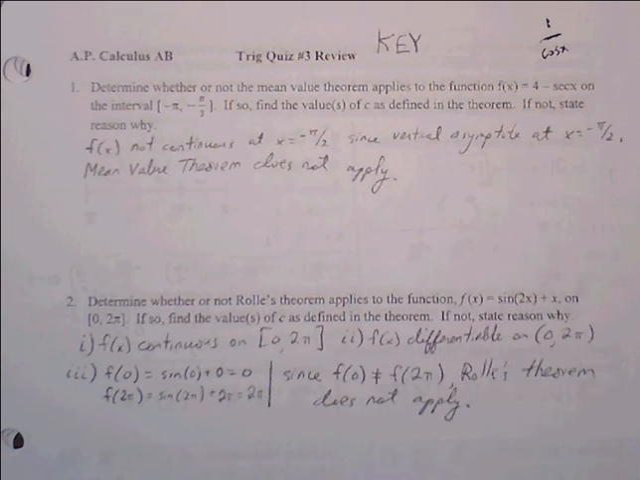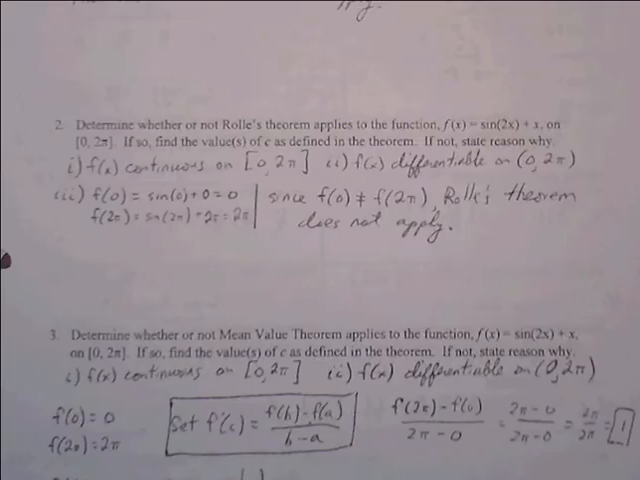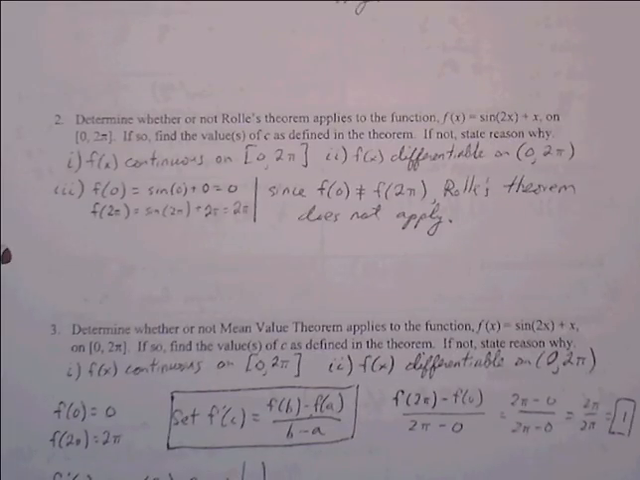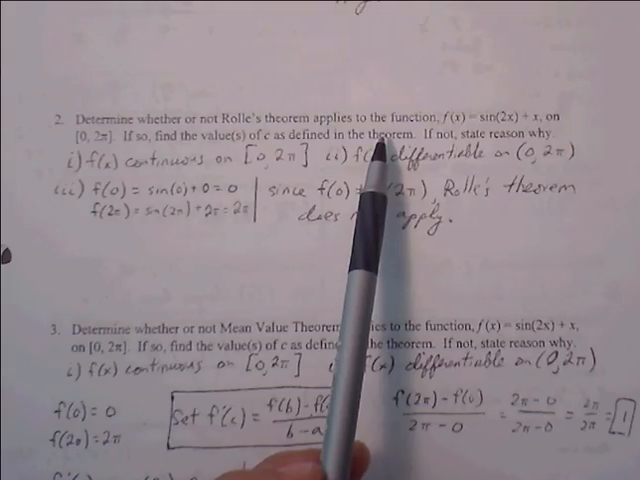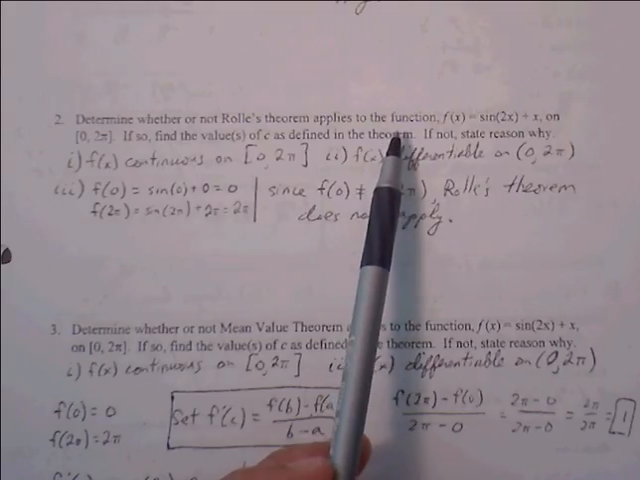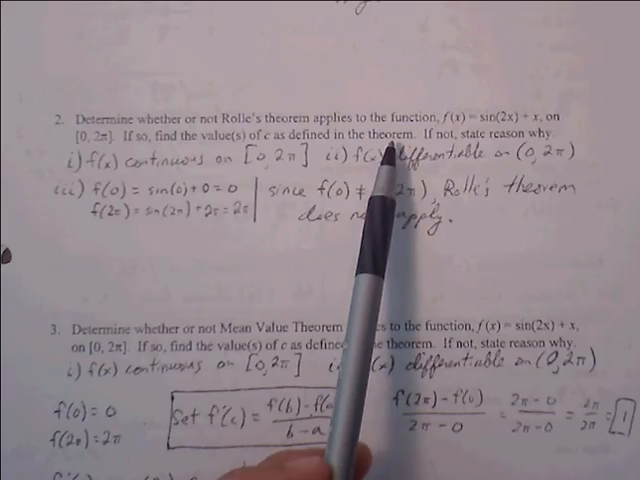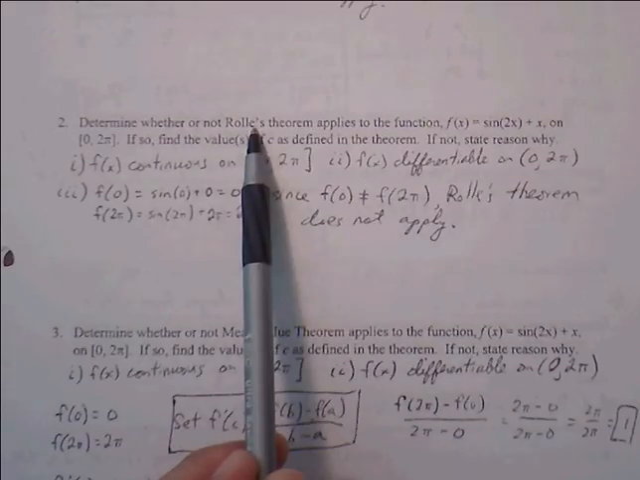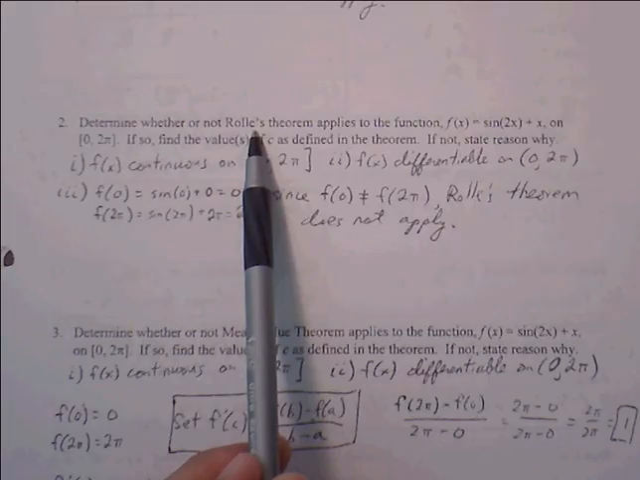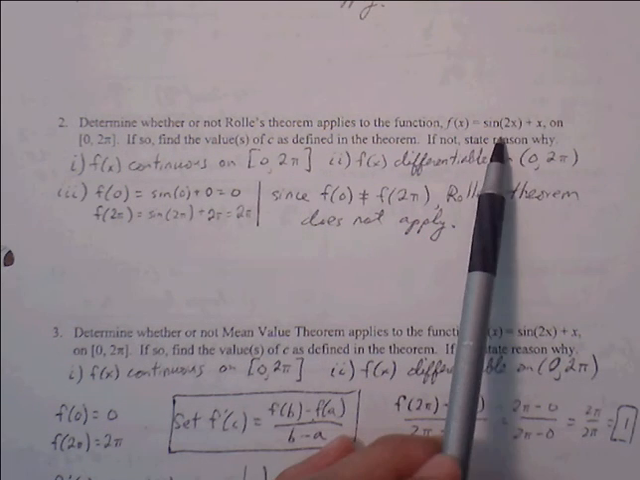All right, number 2, determine whether or not Rolle's theorem applies. Rolle's theorem has the first two conditions of mean value theorem, but the additional condition is that the endpoints have to have the same y value. In Rolle's theorem, we're trying to guarantee a slope of 0 for a tangent line to a point on the curve. So that's why we have that third condition.